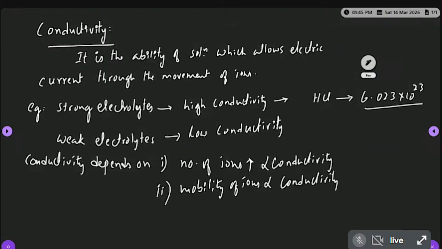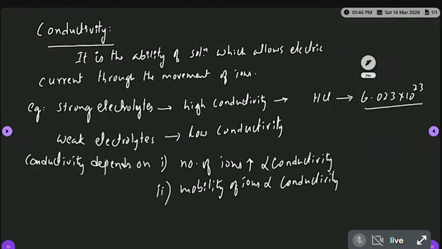conductivity. So finally, the conductivity depends on two factors. One is number of ions, and the second one is mobility of ions. Another factor is also there, that is valency of ions, but there is no need to discuss it here. These two factors are enough to explain the conductivity. So this is what conductivity is.